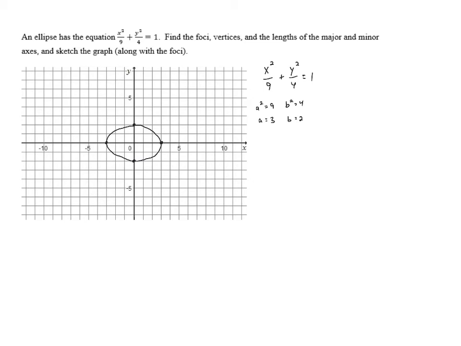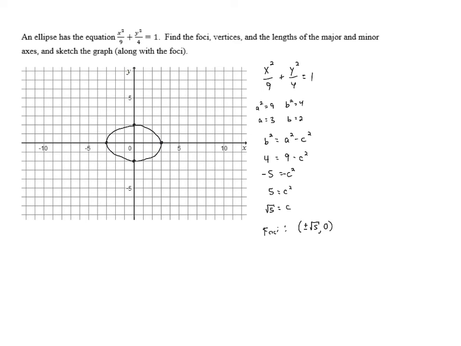Now, we know that b squared is equal to a squared minus c squared. So in this case, that's going to be 4 equals 9 minus c squared. If we subtract 9 from both sides, negative 5 equals negative c squared. We can divide both sides by negative 1 to make them both positive. And when we take the square root, we get c equals the square root of 5. So the foci are going to be at plus or minus root 5, comma 0.